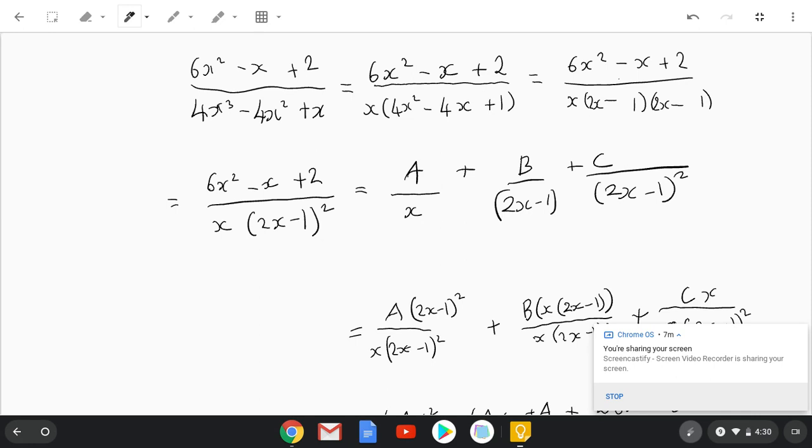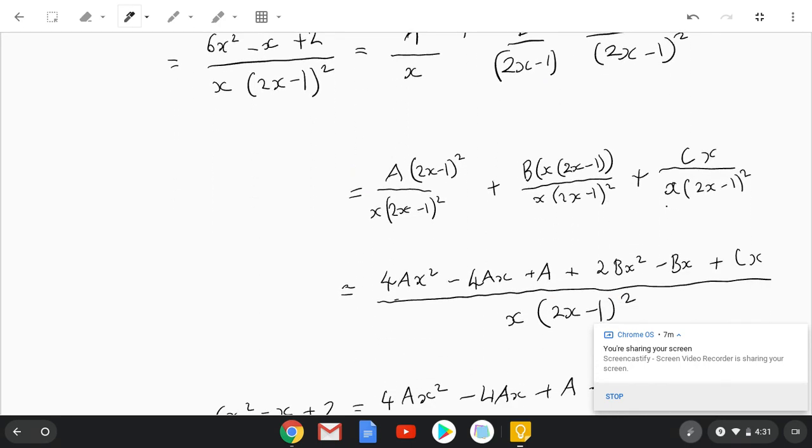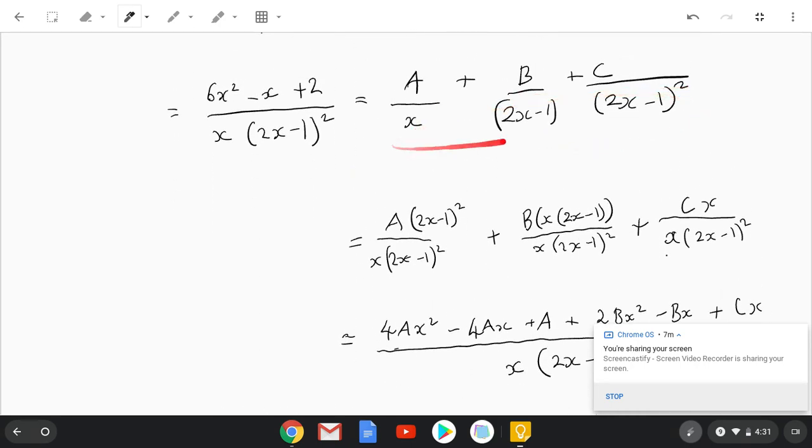Okay, so once we've got this set up, then everything becomes more straightforward. Often the difficulty is recognizing this is how we split the fractions up. Now what we need to do is make the denominator the same. So to make the denominator of x the same as x times 2x minus 1 whole squared, I just multiply by 2x minus 1 whole squared at the bottom. We have to do the same at the top. This one we need to multiply by x, but we also need to multiply by another factor of 2x minus 1 to get 2x minus 1 squared. So that is multiplied at the top as well.